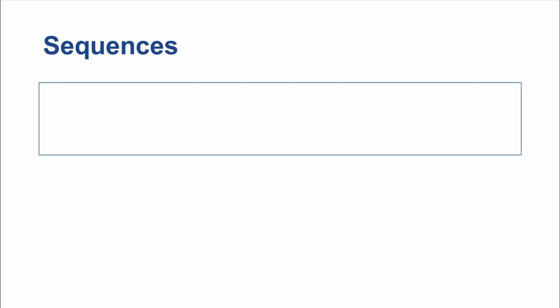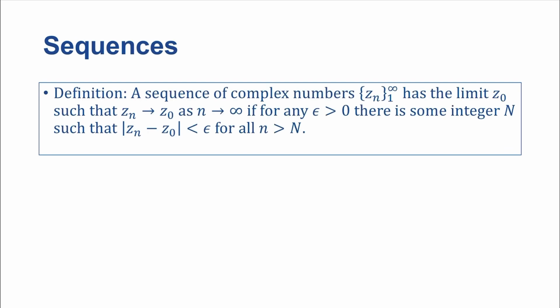We'll start by discussing the notion of a limit of a complex sequence, and this really comes down to the generalized notion of convergence. Here's a definition. We'll have two definitions today, and then that will be it. Definition: a sequence of complex numbers, z sub n, as n goes to infinity, has the limit z naught, such that z sub n approaches z naught as n approaches infinity, if for any epsilon greater than 0, there is some integer N such that the modulus of z sub n minus z naught is less than epsilon for all n greater than N.